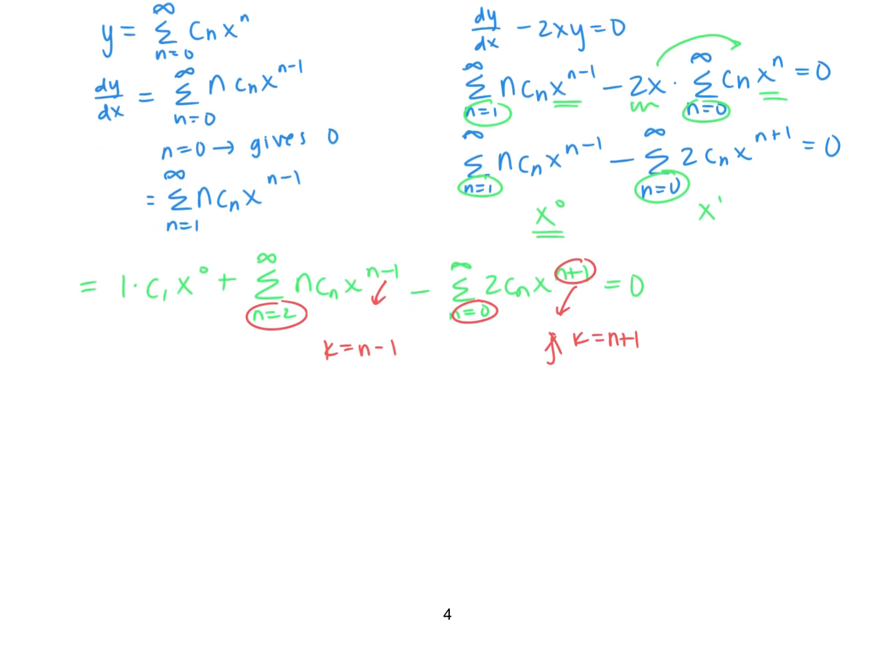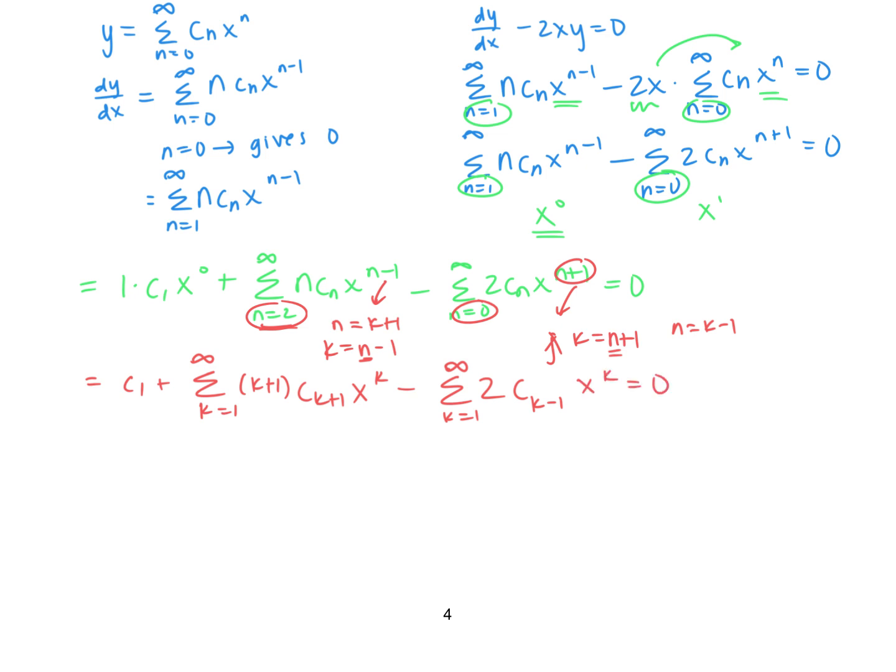Okay, so where this takes us then. I have c1 plus, if n is equal to 2, that means that k would start at 1 to infinity. And then this also tells me that n is the same as k plus 1. So this will give me k plus 1, c k plus 1, x to the k. Second summation, if I substitute in n equals 0, again, I'm going from k equals 1 to infinity. I also know that n is equal to k subtract 1. So this will be 2 c k minus 1, x to the k is equal to 0.